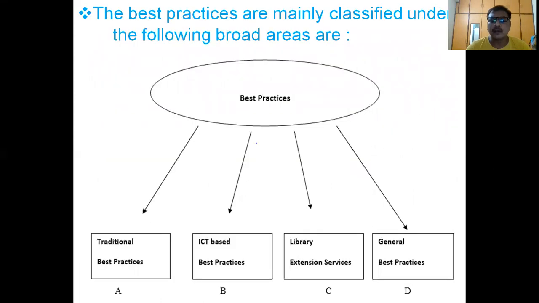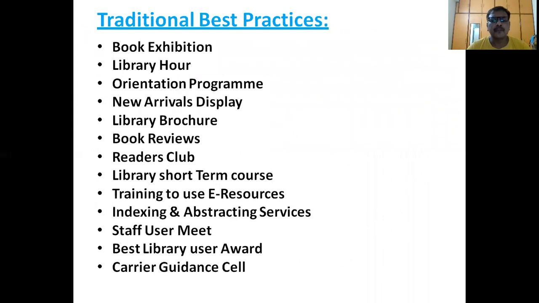Now, moving on, the best practices are mainly classified under the following broad areas. The best practices are divided broadly into four types: first, traditional best practices; second, ICT-based best practices; third, library extension services; and fourth, general best practices. Now let's see the traditional best practices.